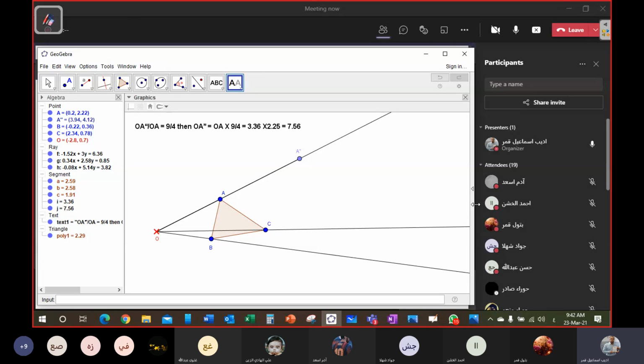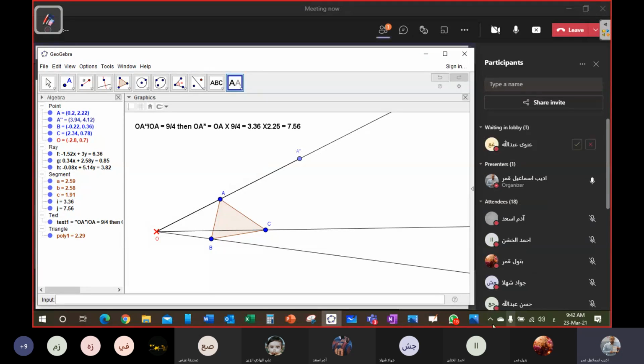Did you reach this step? Yes. So OA double prime is equal to OA times 2.25. You measure OA, then you multiply it by 2.25, and then you place A double prime on the ray OA. Hassan Abdullah, did you reach this step? Yeah. Okay. Now, let's continue.